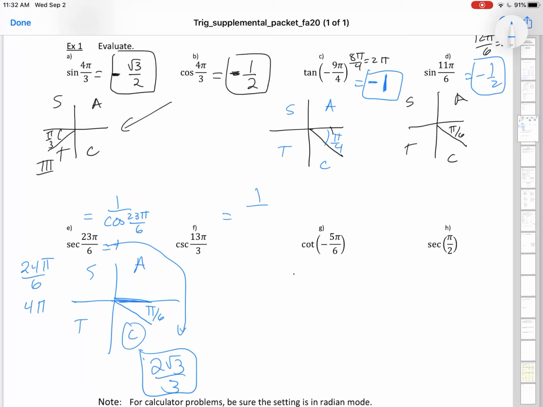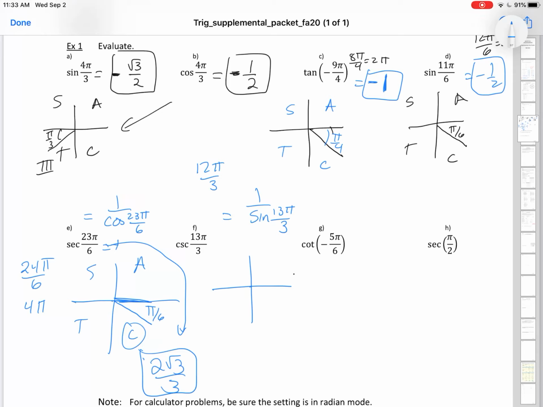Cosecant, well, that's 1 over sine. Now, I do that personally so that I can put my mindset into only memorizing just a few things. Okay, so 13 pi over 3. Closest one is 12 pi over 3, which is 4 pi. And where would I be? I would be beyond that.